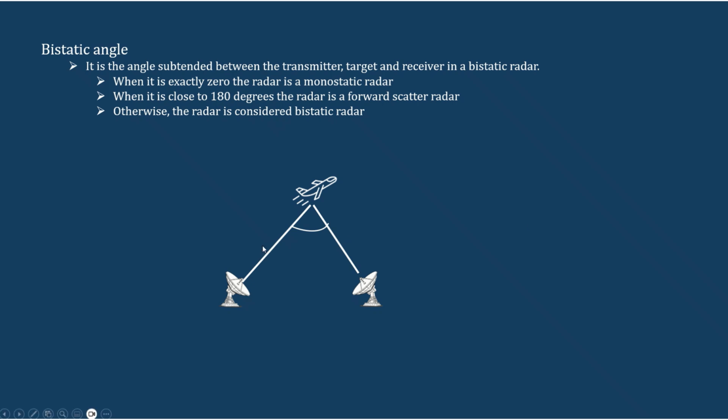When it is 180 degrees, that means the transmitting antenna will be here and the receiving antenna will be here. So it will form a straight line, and it is known as the forward scatter radar. For all other angles, we can say this is a bistatic radar. So that is the importance of this parameter known as the bistatic angle. This is just for defining how the configuration of these antennas is.